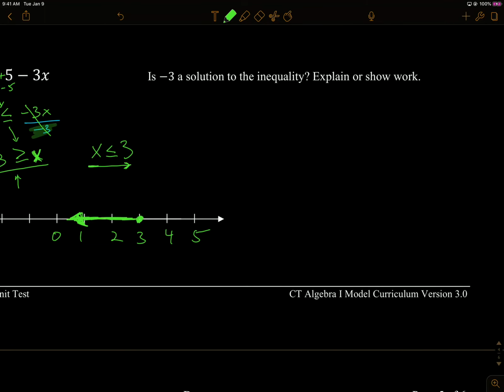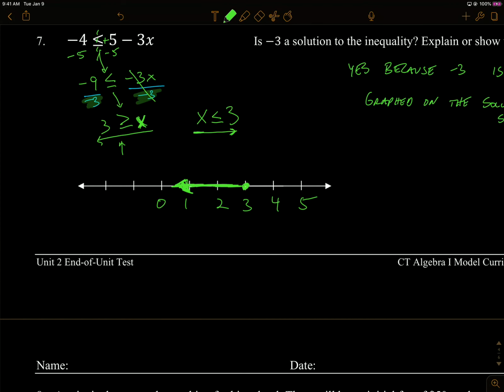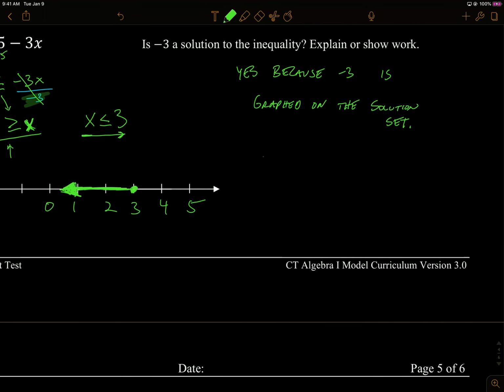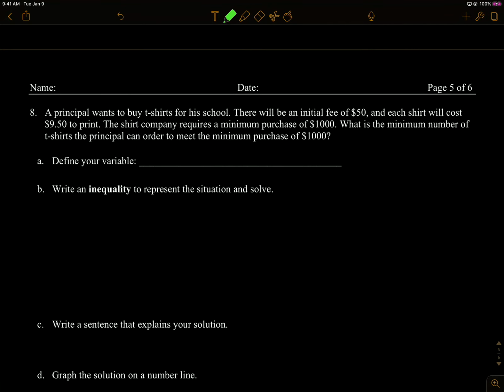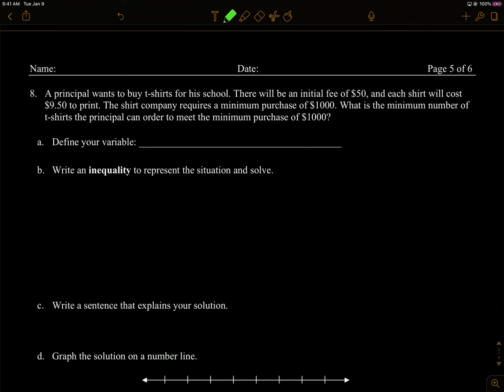Is negative 3 a solution to the inequality? Yes, because negative 3 is graphed in the solution set. Negative 3 is on the graphed side of my solution set. Or you could plug it into the inequality. You could say negative 3 is less than or equal to 3. That's a true statement, so it satisfies the inequality. All right. That's good.